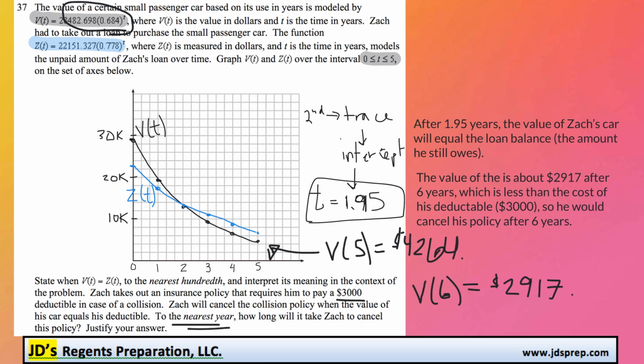So you can see my final explanation that I've given here. The value of the car, so that should say, is about $2,917 after 6 years, which is less than the cost of his deductible, being $3,000, so he would cancel his policy after 6 years.